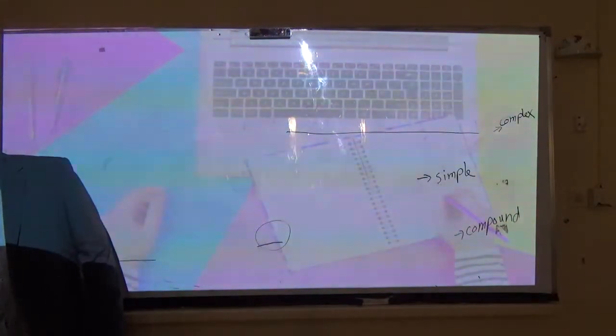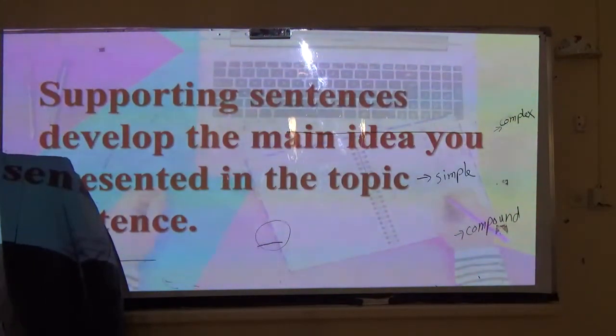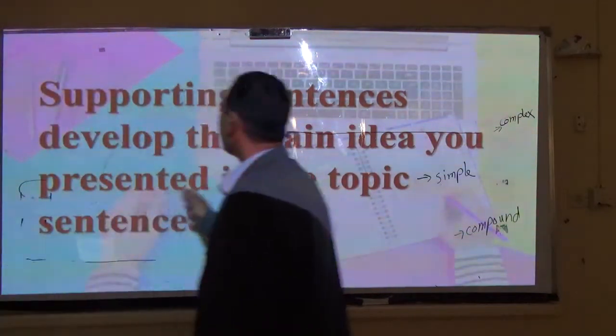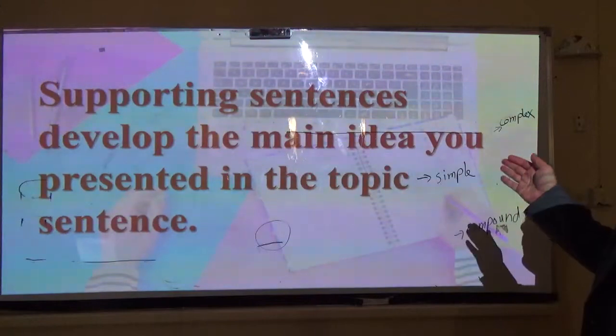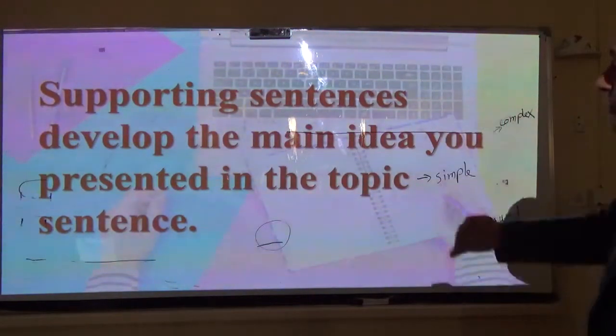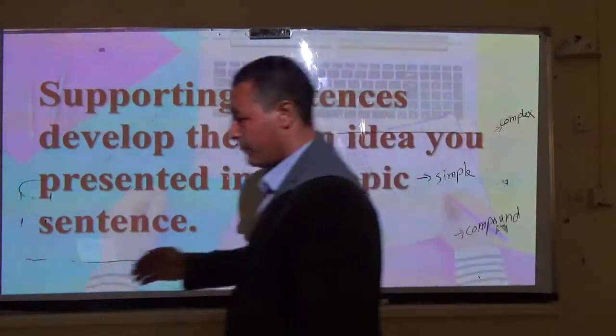Let's move to another thing, the supporting sentence. The supporting sentence, as I told you, develops the main idea you presented in the topic sentence. So it follows the topic sentence.